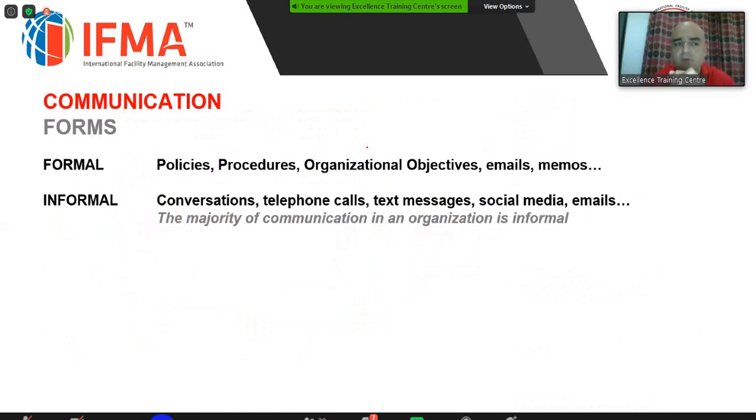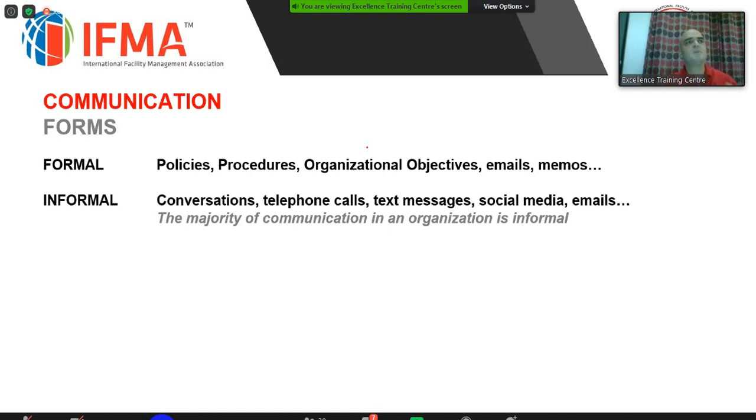There are two forms of communication, formal and informal. The majority of communication inside organizations is not formal, contrary to what you might think. It is mainly informal. Everywhere we communicate is mainly informal. Why? Formal communication, by definition, is the policies, procedures, organizational objectives, emails, memos. Like, on so and so date, we're going to be increasing the work time from 8 to 5 to 8 to 6. So this is a formal communication.